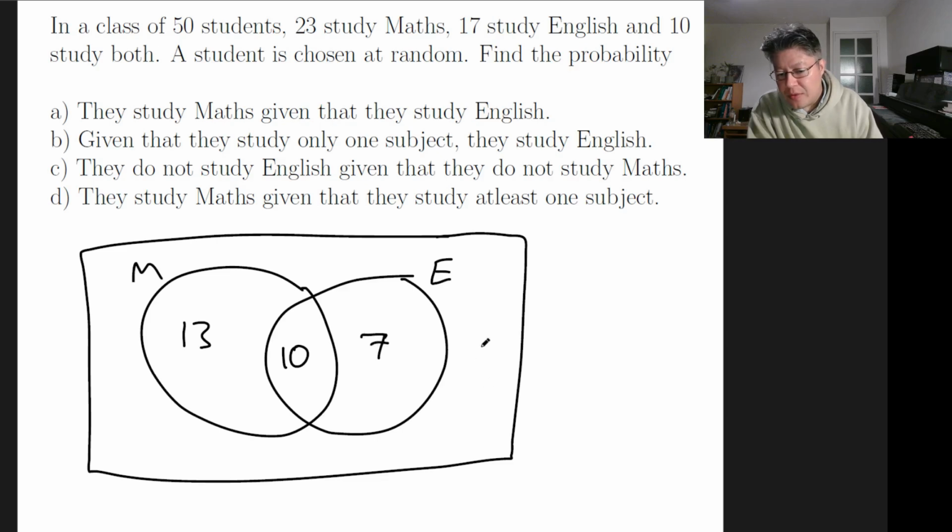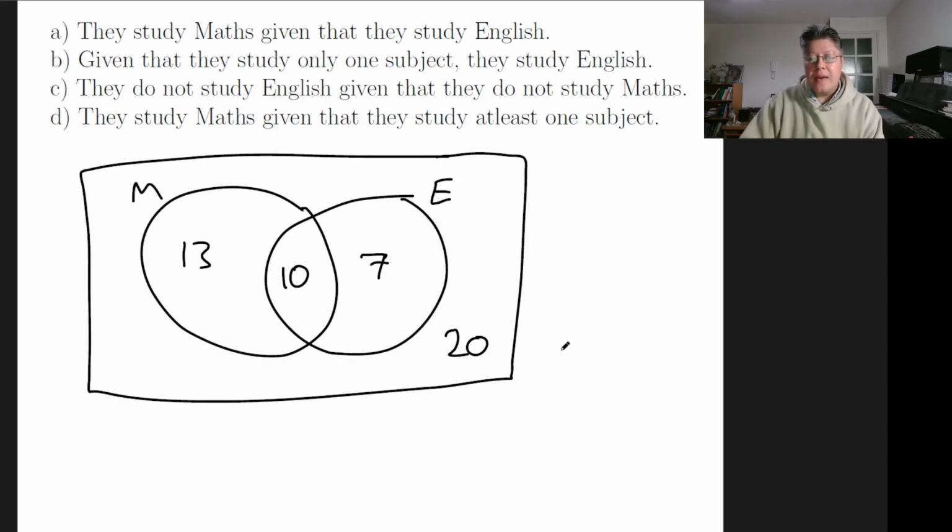And then we must fill the outside bit. That's the students who study neither maths nor English. So if we add these up, 13 plus 10 plus 7 is 30. And there's 50 students, so there must be 20 remaining. So that's the Venn diagram. And now that we've got the Venn, we can now answer the questions.